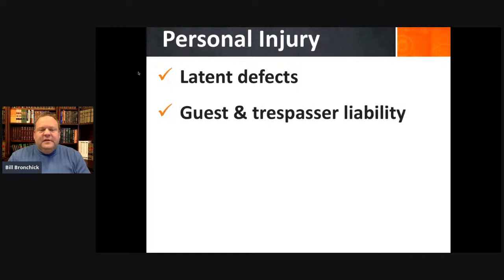Number 2, guest and trespasser liability. Now, most people are worried about, well, my tenant might get injured, but they're forgetting that a guest of a tenant is just as likely to get injured, and you would be just as liable for the injury to a guest. Are you also liable to a trespasser, someone who trespasses across the property or breaks into the property?